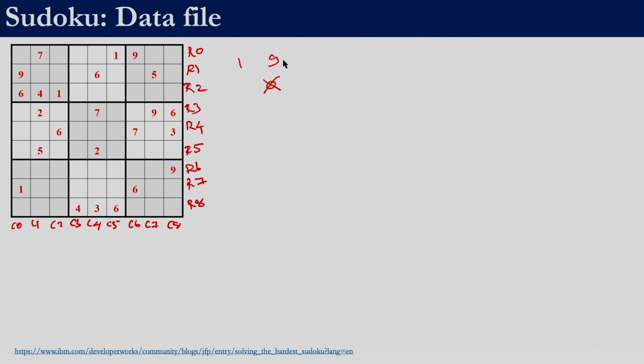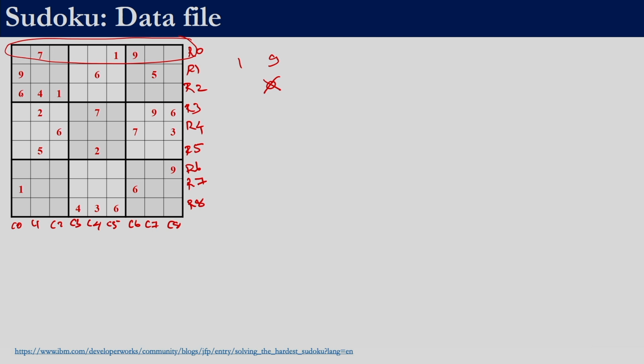We need to fill with 1 to 9 such that no column has the same element repeated twice, right. So, for example, if we consider column 0, the numbers 1 to 9 should appear only once. If you consider column 1, the numbers 1 to 9 should appear once, and the same thing for the rest of the columns. Similarly, the rows should also have the elements 1 to 9 and the number should not be repeated. So, for example, in row 0, we have already filled the row 0 with 1, 7 and 9, right. So, the empty squares cannot take these values 1, 7 and 9.